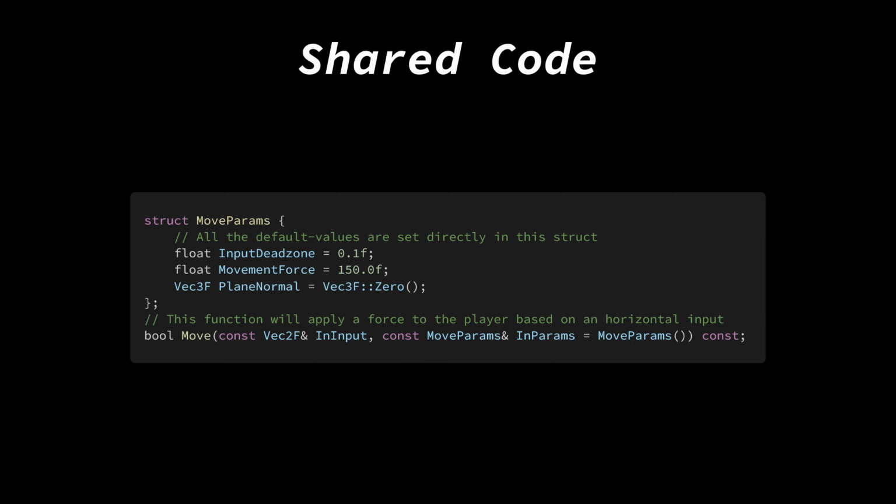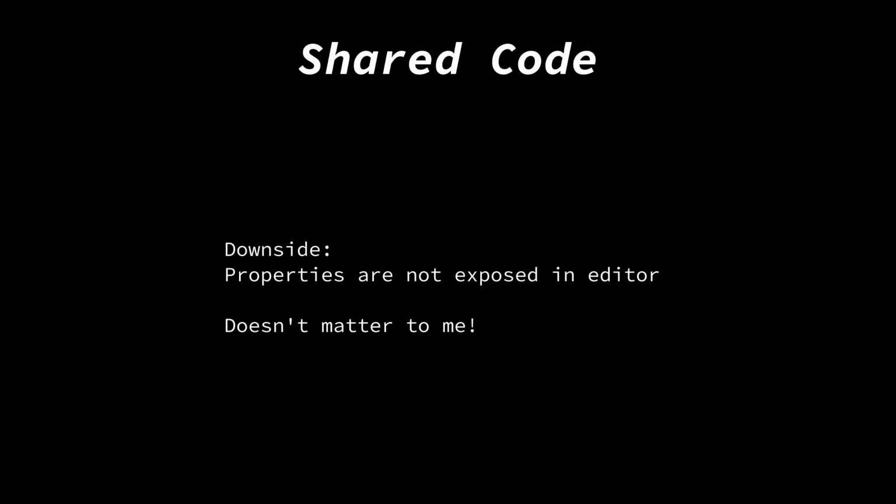Here's an example of the declaration for such a function. You can see that all the default values are set directly in this struct. This is the function that will apply a force to the player based on horizontal input. There is one major downside to this approach: none of the default parameters are exposed to the editor as properties. Fortunately, I'm the only person working on this and I don't mind recompiling, since a change here takes less than a second to compile.